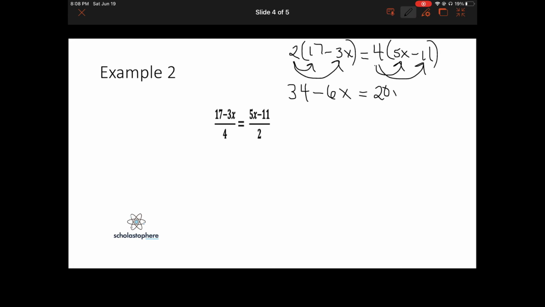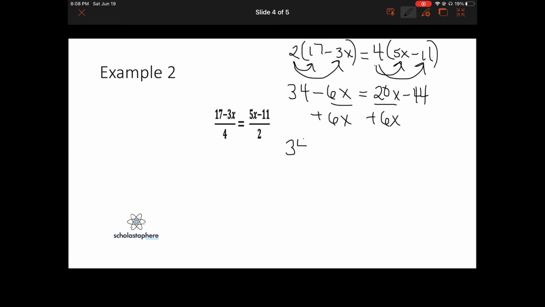So let's first decide what the like terms are in this problem. You have the variables, which are negative 6x and a positive 20x, and then the constants, which are 34 and negative 44. Let's combine the variables first, and let's move the negative 6x to the other side of the equal sign. It doesn't matter which one you move first as far as combining like terms is concerned, but for example purposes, in this problem, we're going to move the 6x first.